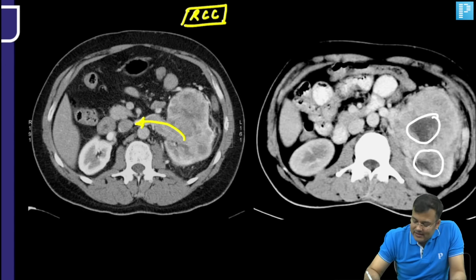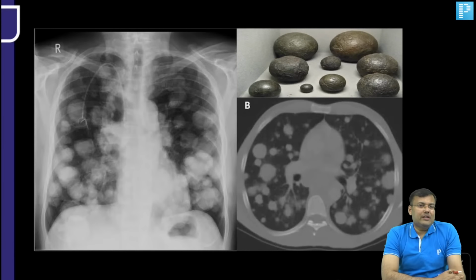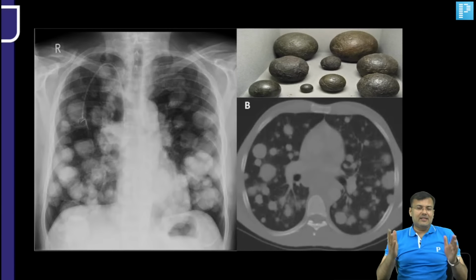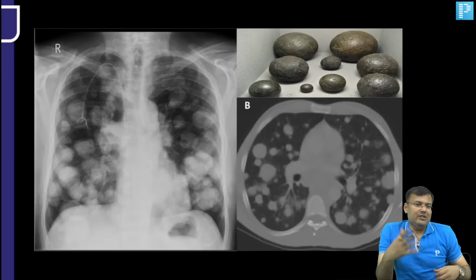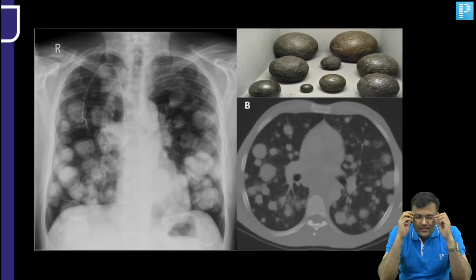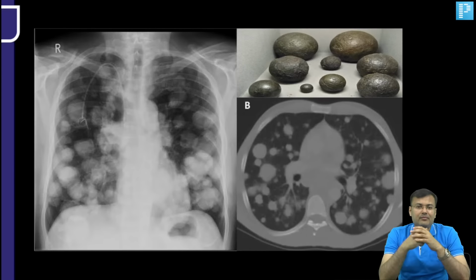Okay. Next, tell me, what is the most common site of metastasis in RCC? Easy question. There is hematogenous spread. So because of this hematogenous spread, what is the most common site of metastasis? Easy question, guys, tell me. Lungs.